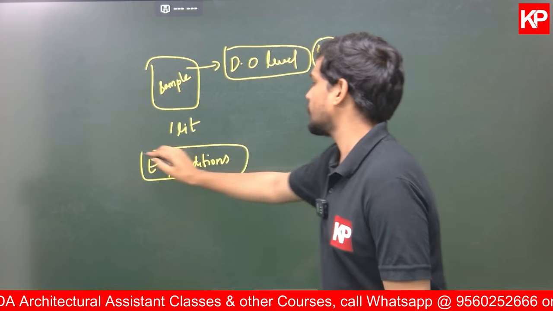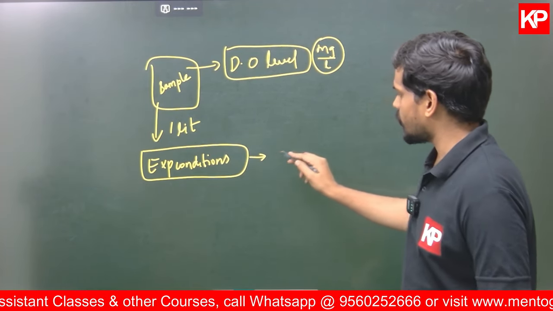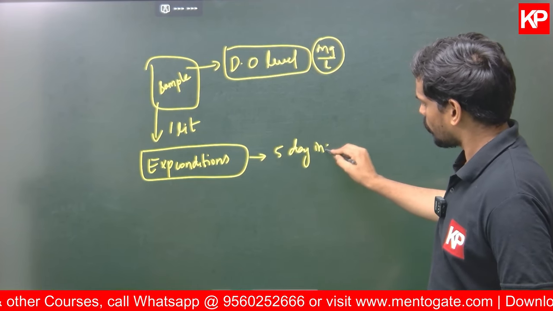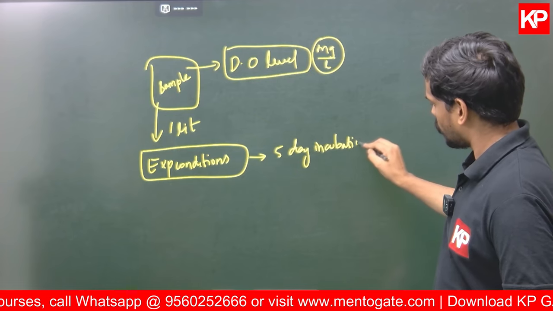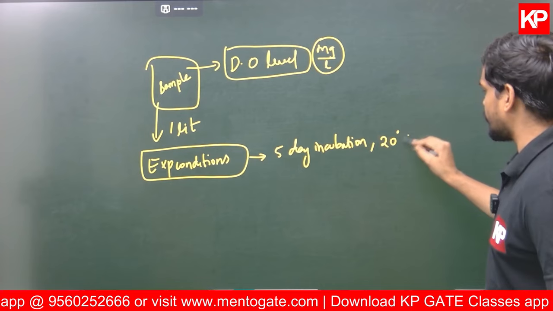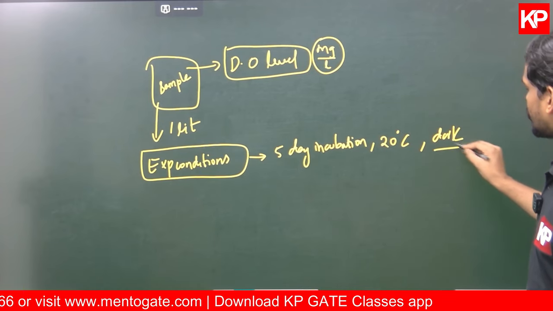Experimental conditions generally include a 5 day incubation period, so you leave it out for 5 days. The surrounding temperature is generally 20 degrees centigrade. And this is done generally in a dark room, in a dark space.